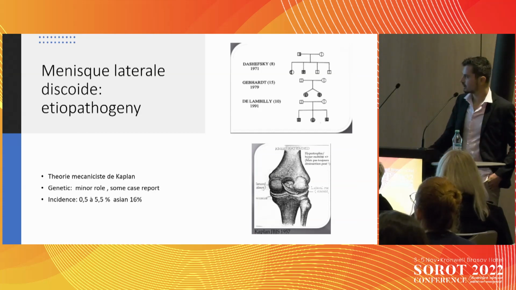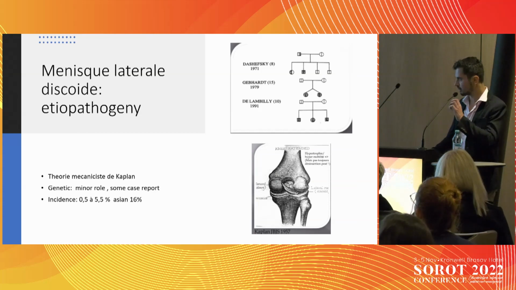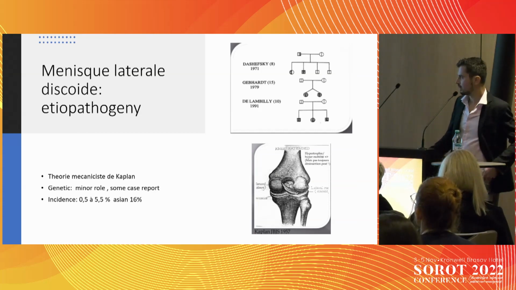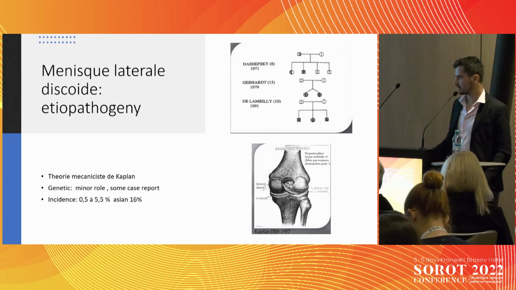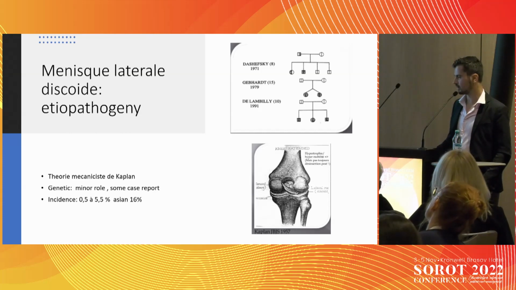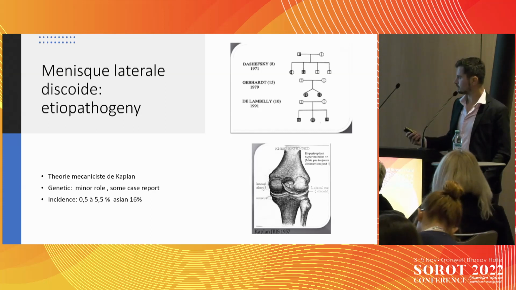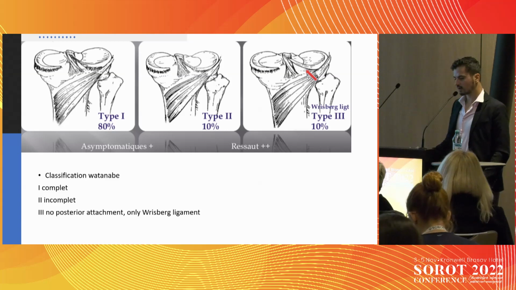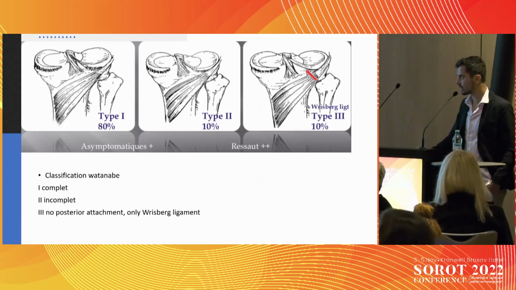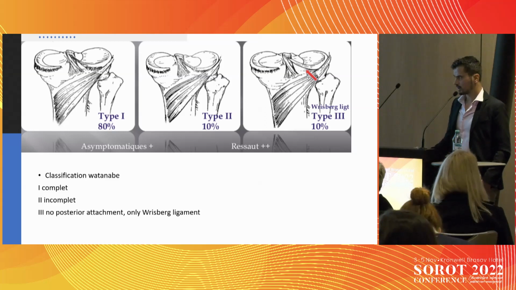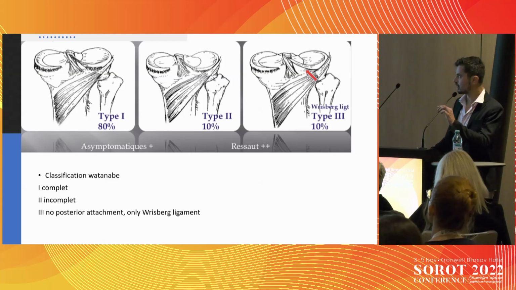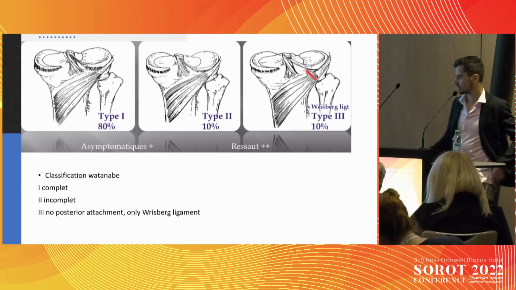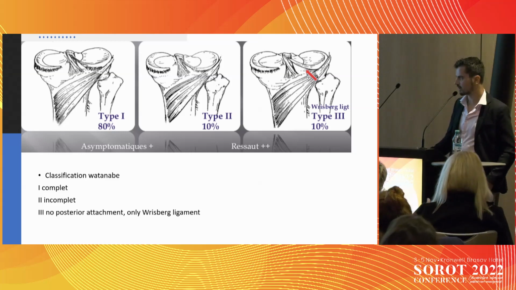For the lateral discoid, there is no genetic role, or a minor role, with some case reports. It's a congenital deformity, and the incidence has good variability: in Europeans it's about 5% and in Asians about 16%. We use the Watanabe classification with 3 types. Type 1 is complete, type 2 is incomplete, and type 3 is incomplete with no posterior attachment, only with the Wrisberg ligament for the posterior attachment.